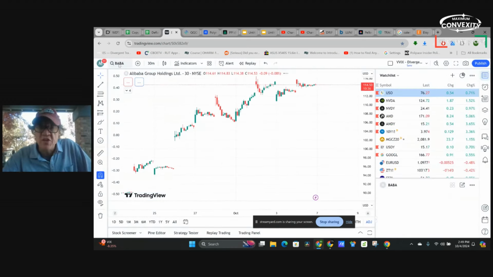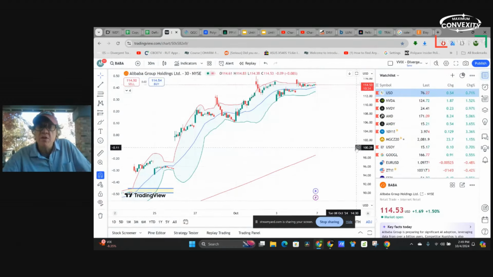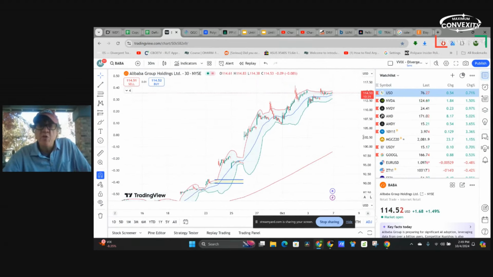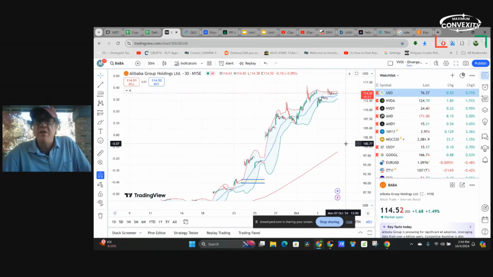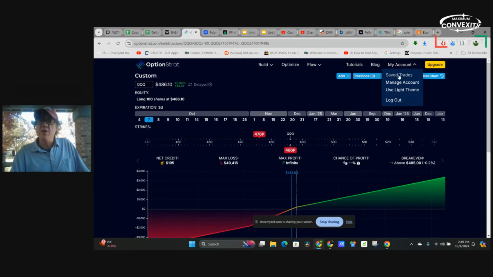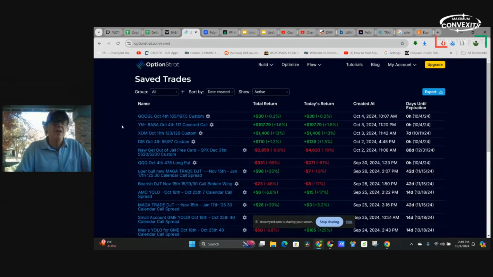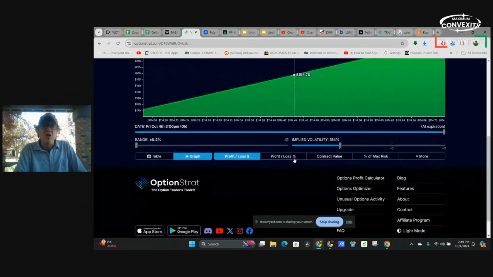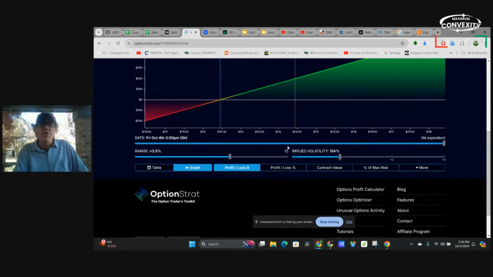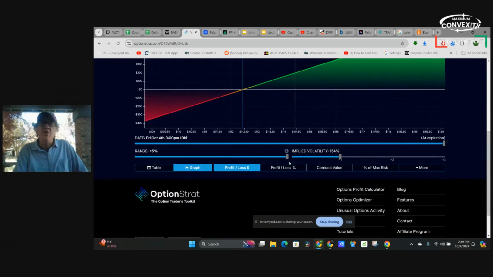Of course, Chinese stocks have been on fire, BABO. It's a Chinese e-commerce stock, and it's just been on fire lately. So check this out. I put some spreads in here, option strat. Here's Baba's spread. It's just on a one contract per contract basis, but we can still see kind of what they're trying to do.